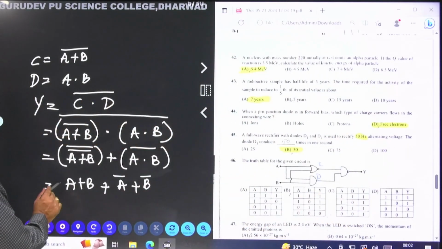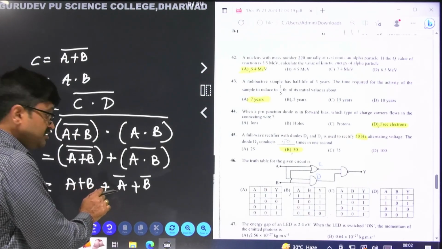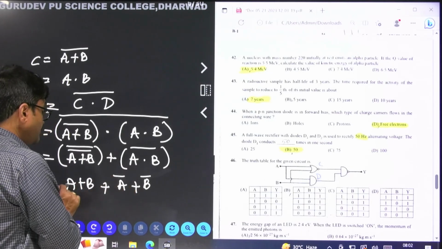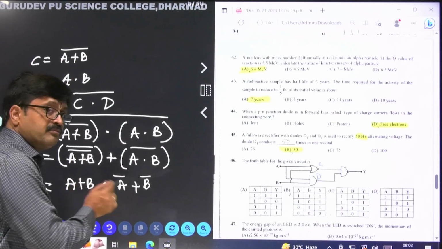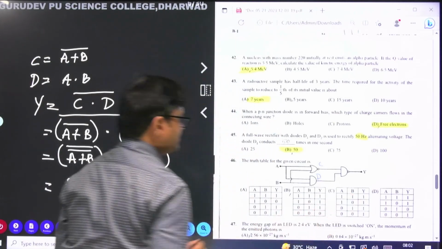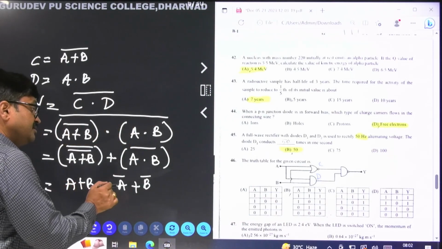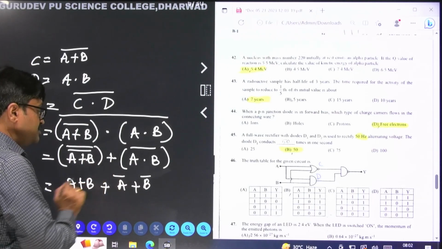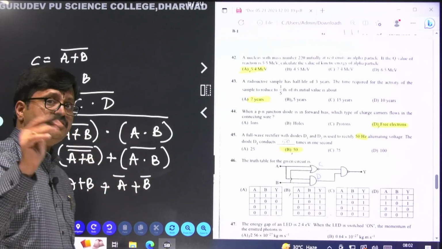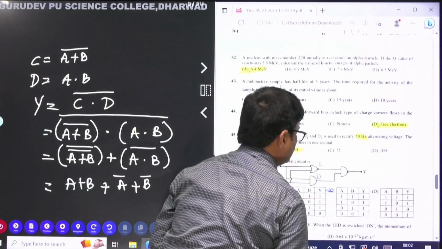Now let me take one pair here. If I put A as 1, A bar is 0, so 1 plus 0, B is 1, B bar is 0, so 1 plus 0, and 1 plus 1 will be 1. Let me take one more pair, 0 and 0. If A is 0, then 0 plus A prime is 0 plus 1, which is 1, and again 1 plus 1 is 1. So my right choice would be option C here.